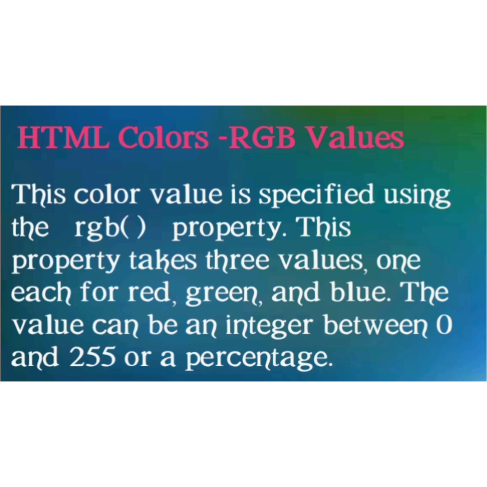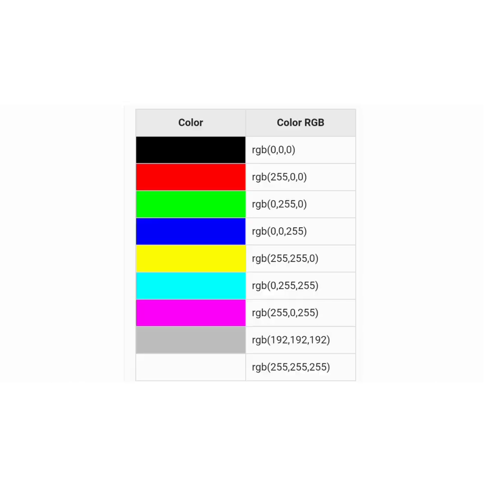HTML colors, RGB values. This color value is specified using the RGB property. This property takes three values, one for red, green and finally blue. The value can be an integer between 0 and 255 or a percentage. Here are some colors and their RGB values. Here we have mentioned black, blue, green, yellow, sky blue, pink, ash and white colors. Here you can see their RGB values.